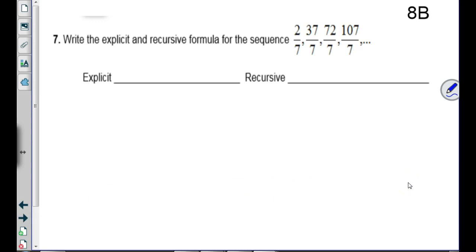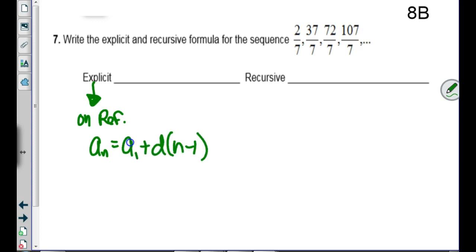Okay, this you might need to know some fancy formulas. What is the formula on your sheet called? Your reference sheets? That's the explicit one, right? And for an arithmetic sequence, you put in everything but a sub n and n. So what will this look like? Can you tell what's being added here? Not so much. Can someone subtract these?